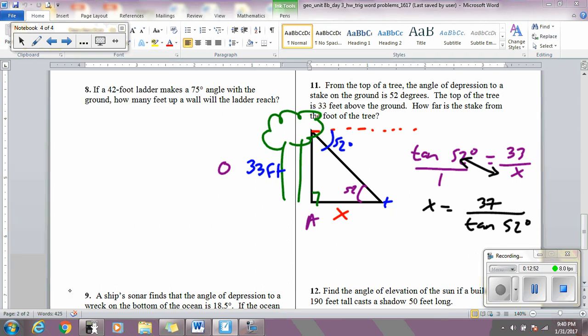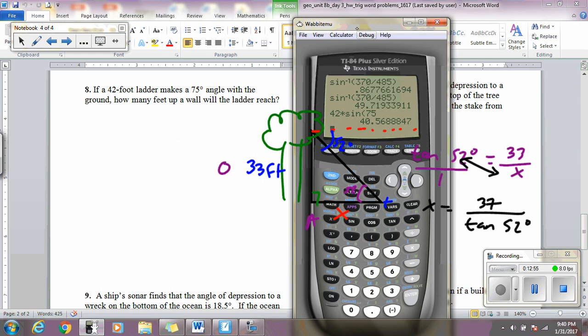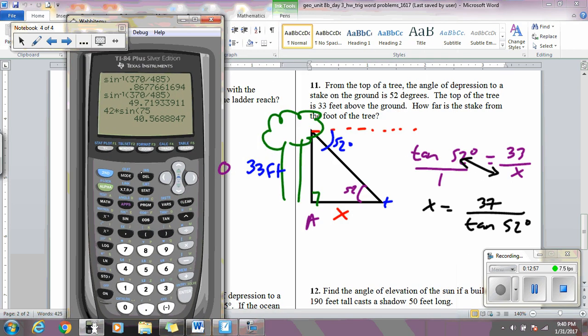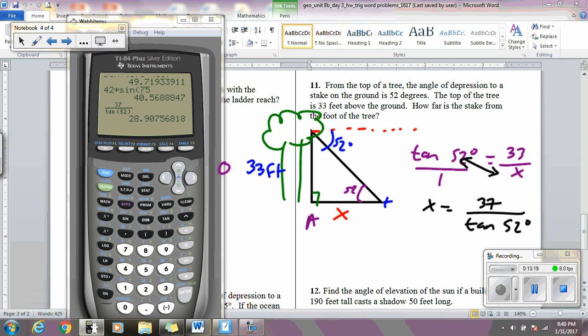Now we grab our calculator and type this in. 33 at the top over tangent 52, and you get about 28.9. And we're dealing with feet. So x is about 28.9 feet.